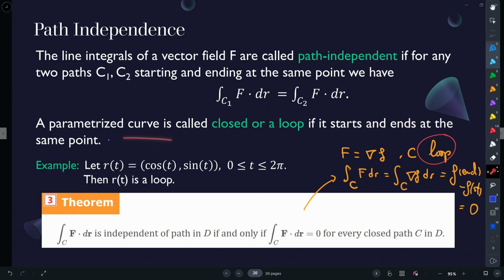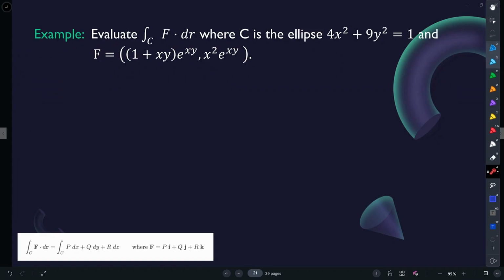This is an example of a loop. This loop is just going around a circle. It's going from 0 to 2 pi. So it starts and ends at the point (1, 0). So it is a loop. It's a closed curve. So let's try to figure out what this integral is.